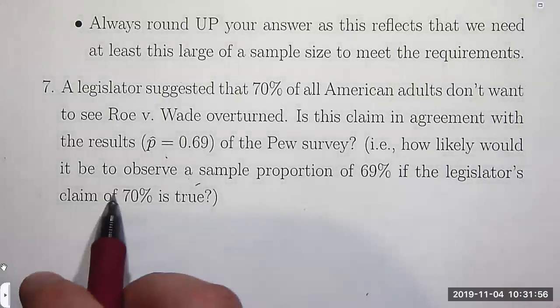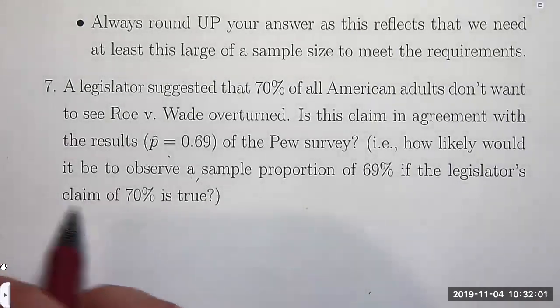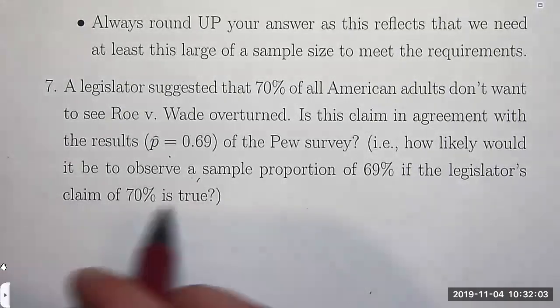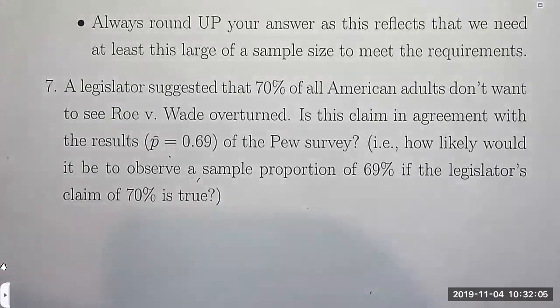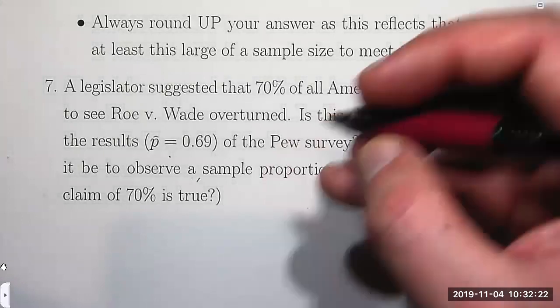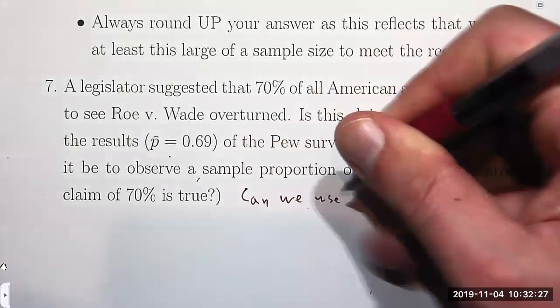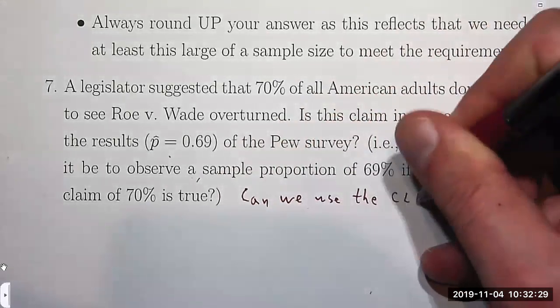So we're assuming that the claim is true. The 70% is going to be in the middle here. But then we have to find what the central limit theorem tells us. So okay, let's see if we can use the central limit theorem, the CLT.